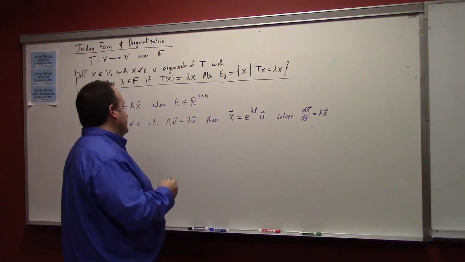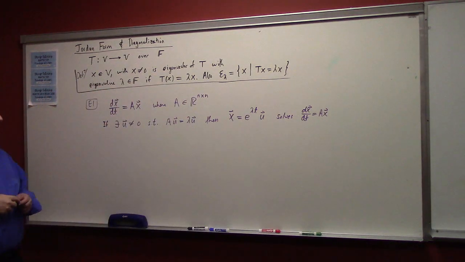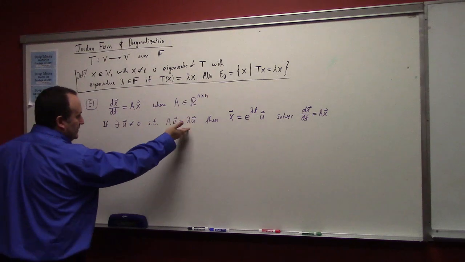Now here I've already shifted viewpoints, haven't I? Because I'm talking about the eigenvector of a matrix rather than a transformation. But what is the correspondence? The eigenvector of the matrix A is exactly the eigenvector of the left multiplication by A map. It solves this equation anyway.